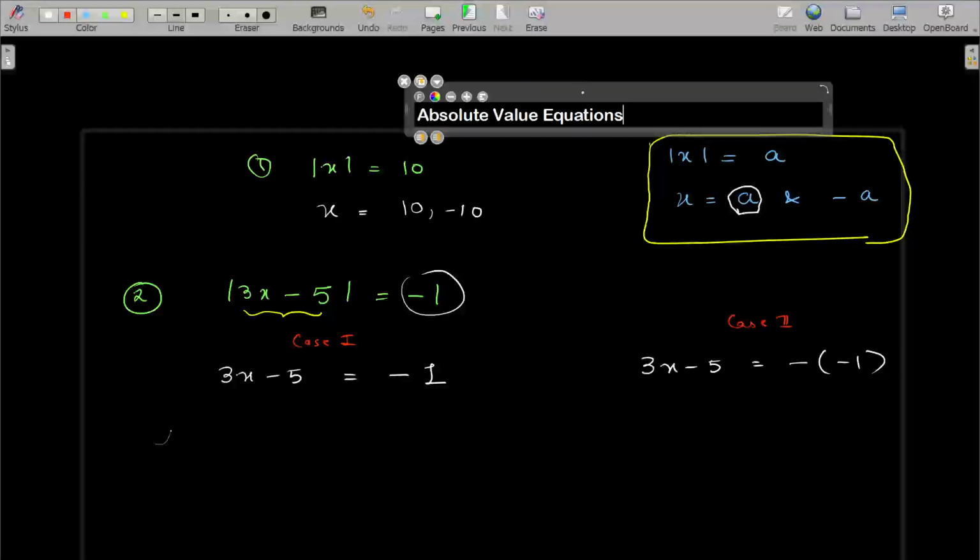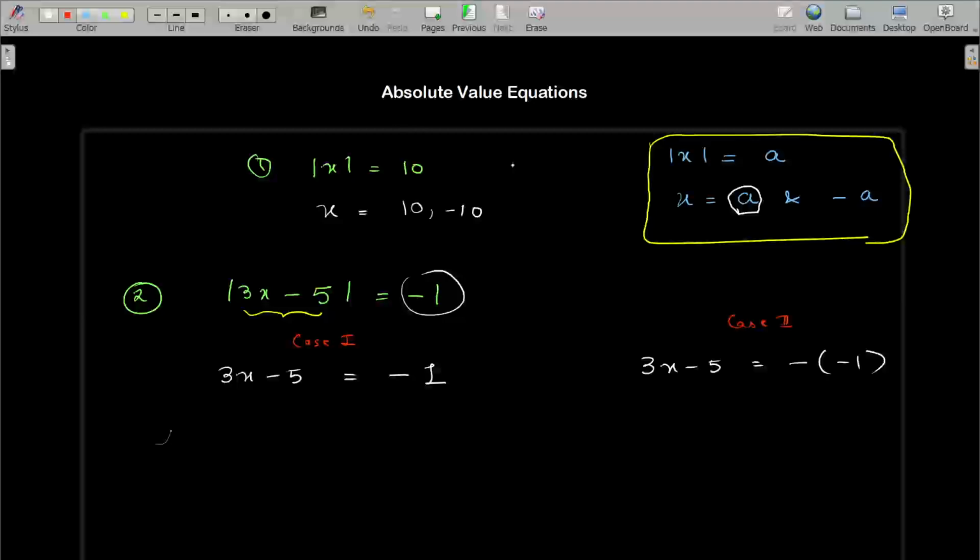Is it 4/3 and 2? 4/3 and 2, let me check. Yes, that is correct. 4/3 and 2, that is correct. Now here you have to be really careful that you got the correct answer, 4/3 and 2.